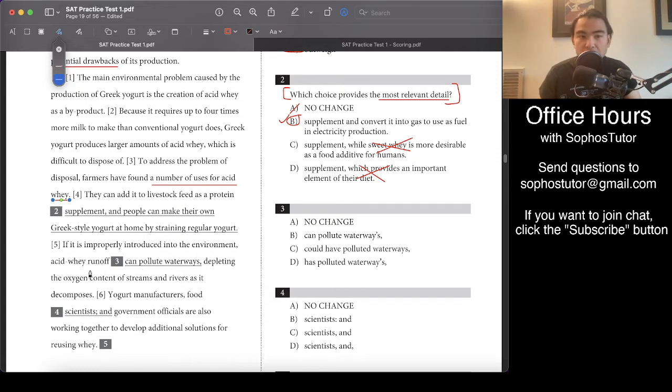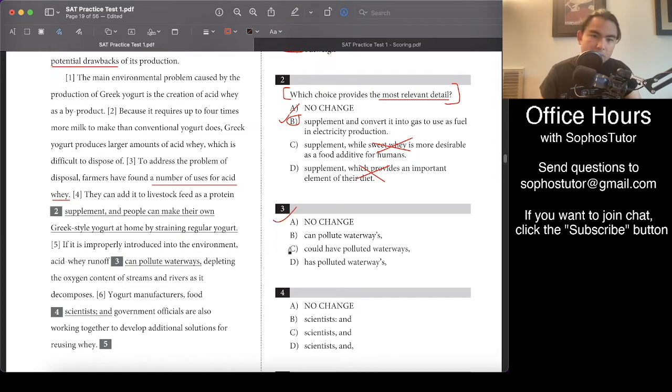Okay. So what can pollute waterways? Acid whey runoff. Right? There's our intro. Acid whey runoff can pollute waterways. Does the can match runoff? Yes, it does. That seems to work. Pollute waterways, that seems to work too. So kind of giving this a soft yes here. Acid whey runoff can pollute waterways. That sounds like a good sentence. So I'm going to give this a soft yes here.